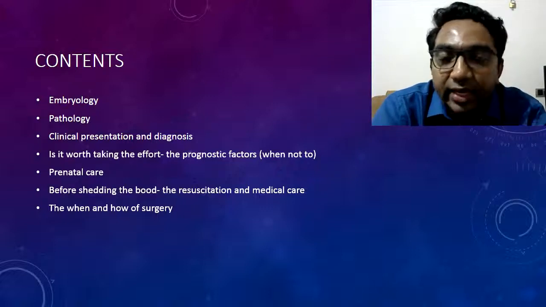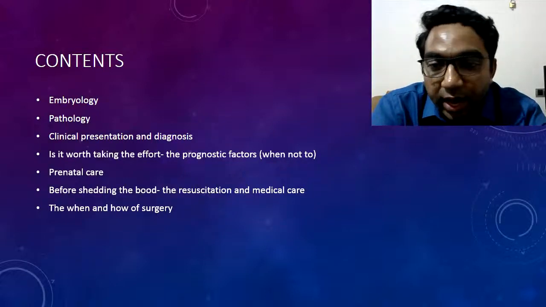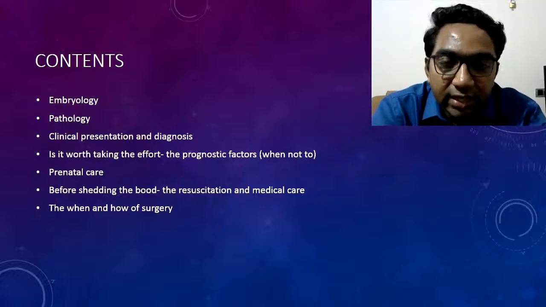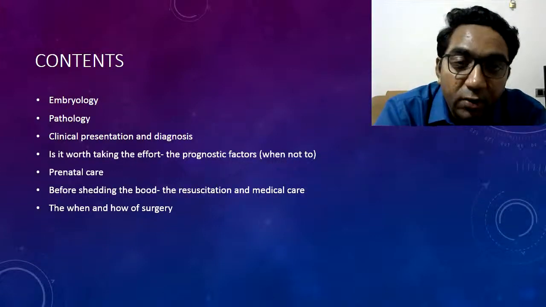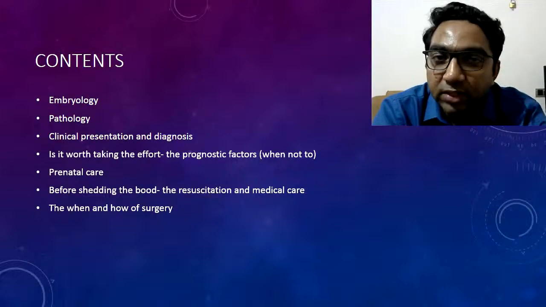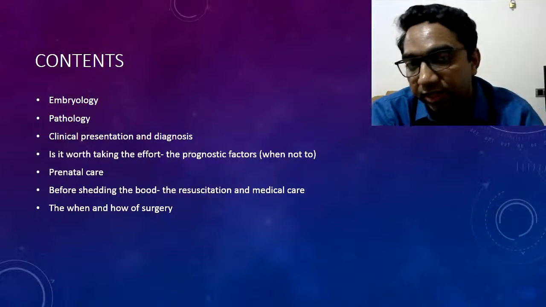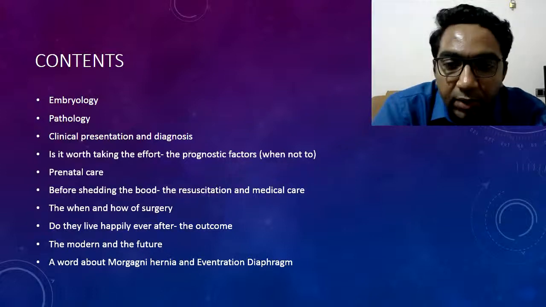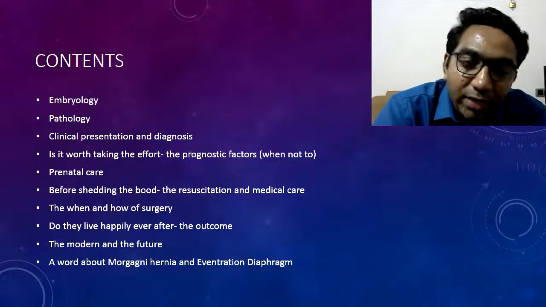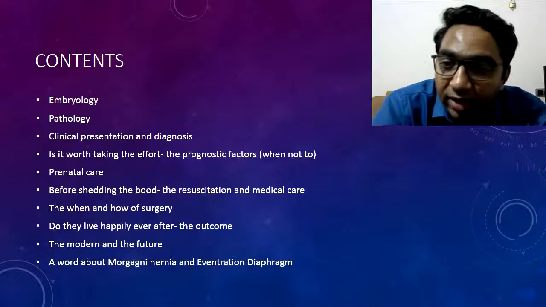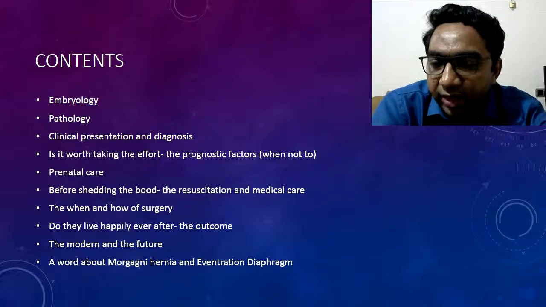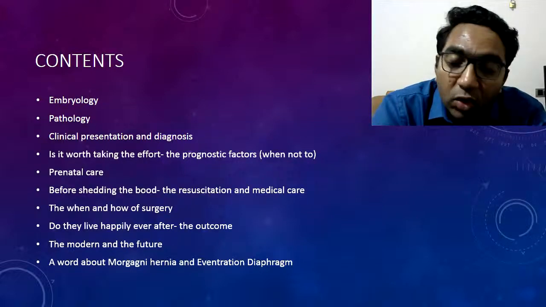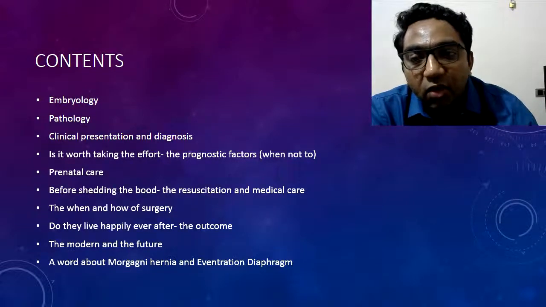The prenatal care in case of congenital diaphragmatic hernia, and before the surgery per se, or before shedding the blood, the resuscitation and medical care in congenital diaphragmatic hernia, then the when and how of surgery, the timing of surgery. Now, finally, we'll come to the outcome of surgery. Do all these patients live happily ever after their surgery? The modern and the future of congenital diaphragmatic hernia. And finally, a word about Morgagni hernia and eventration of diaphragm.